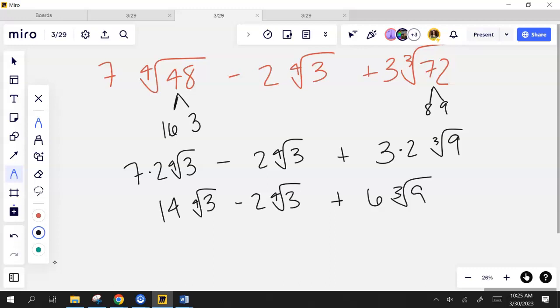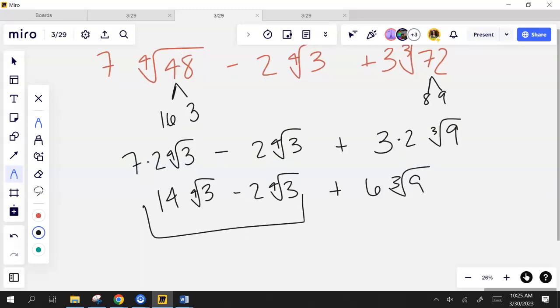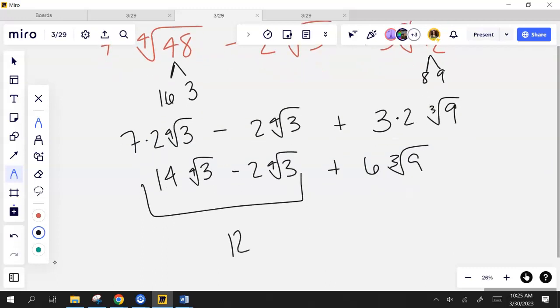No, because this is a third root, not a square root. All right, so now I look at which ones are the same, which ones are like radicals. Combine just the numbers in front and leave the root the same.